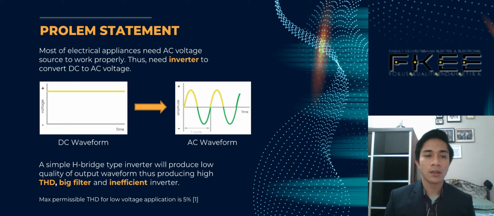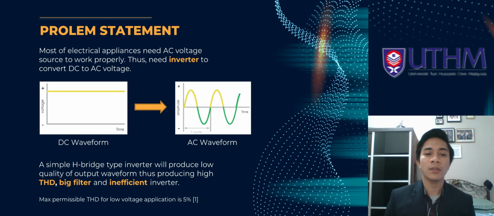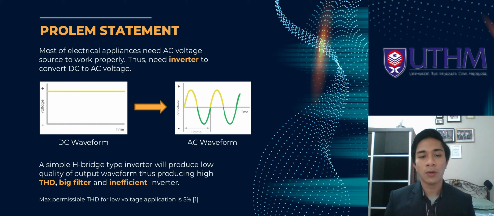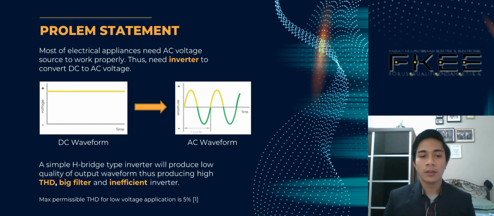The problem is, most portable power packs in the market that produce an AC voltage do not have a good quality of waveform. This is why they use a simple H-bridge type of inverter, which will produce a low quality output waveform and high total harmonic distortion, which requires a big filter and an efficient inverter. According to IEEE, the total harmonic distortion for low voltage application should be much less than 5%.